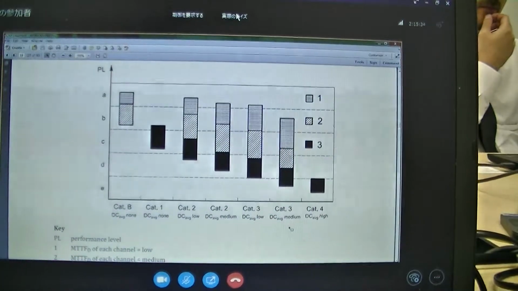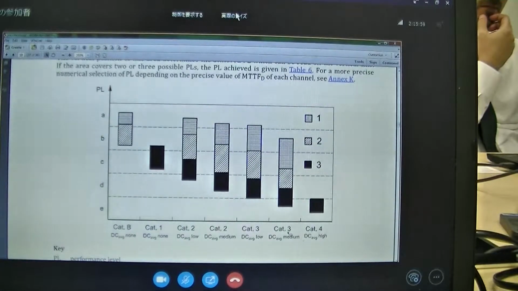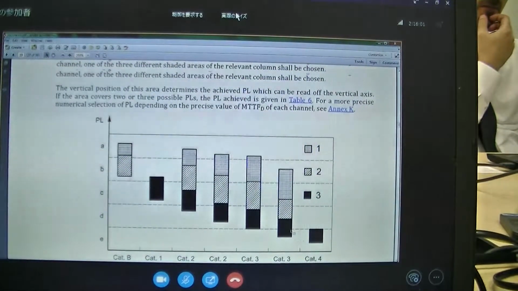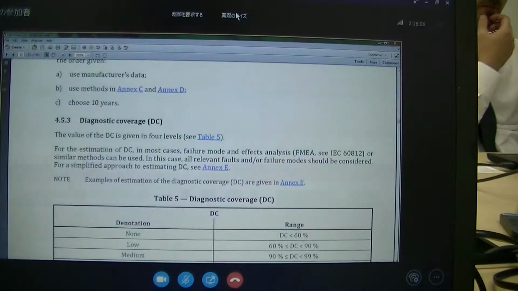MTTFD and the meaning of MTTFD and mean time to failure. The diagnostic coverage. Actually, I don't... DC. This is not direct current. And DC is diagnostic coverage. Actually, I don't understand well about the meaning of this word. Diagnostic coverage. This is none, medium, high. Diagnostic coverage here. You can make a very simple... very simple.